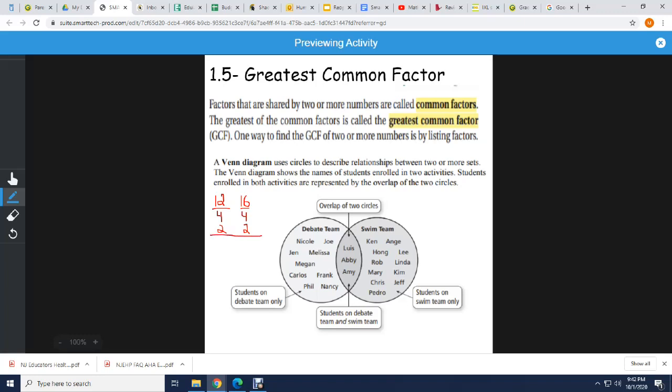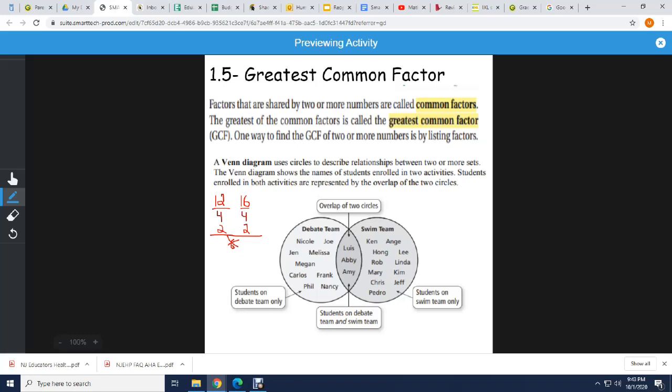A number that would not be common is 6. 6 times 2 is 12, but nothing goes into 16, so that's not a common factor. So common factors are these. The greatest common factor is obviously the biggest factor they both share, and in the case of 12 and 16, I think we'll find that the answer is 4.